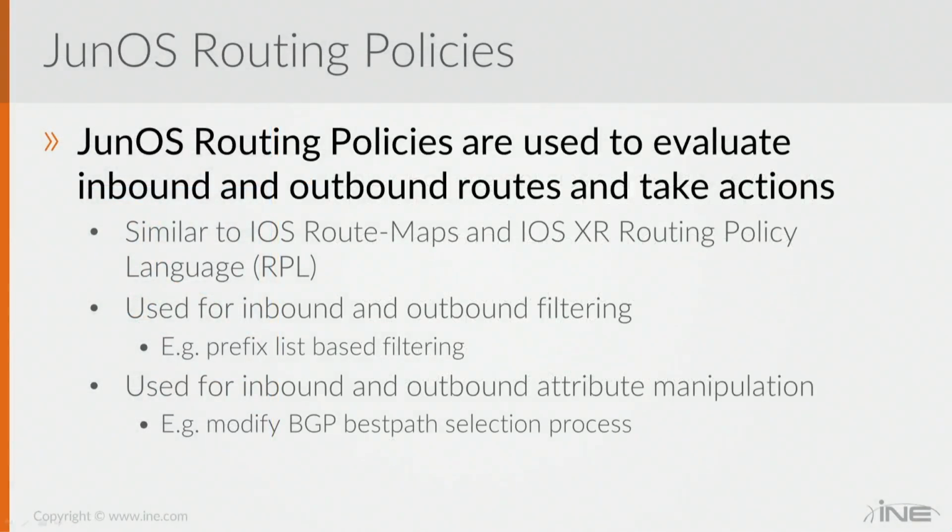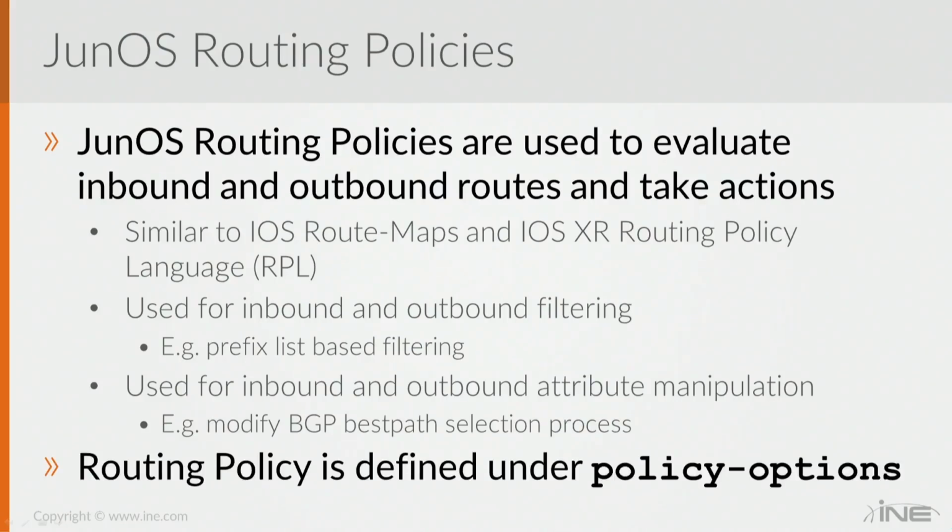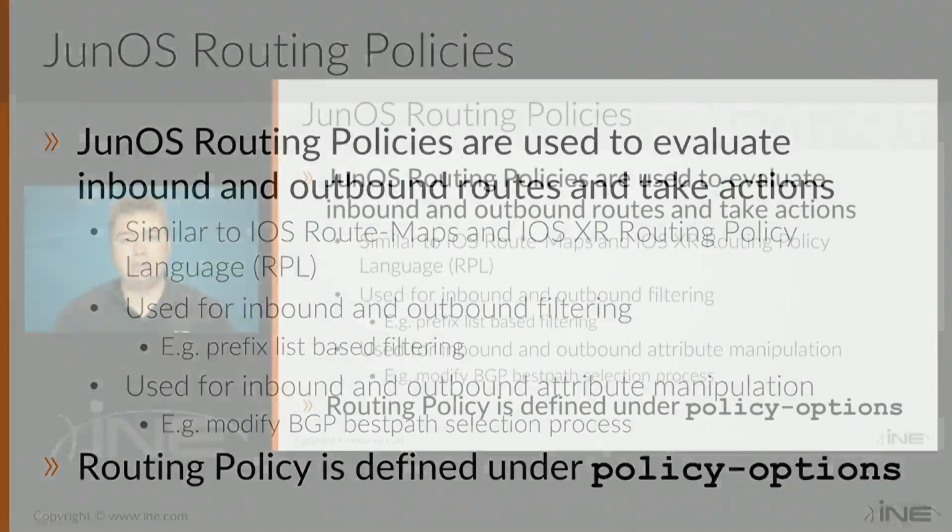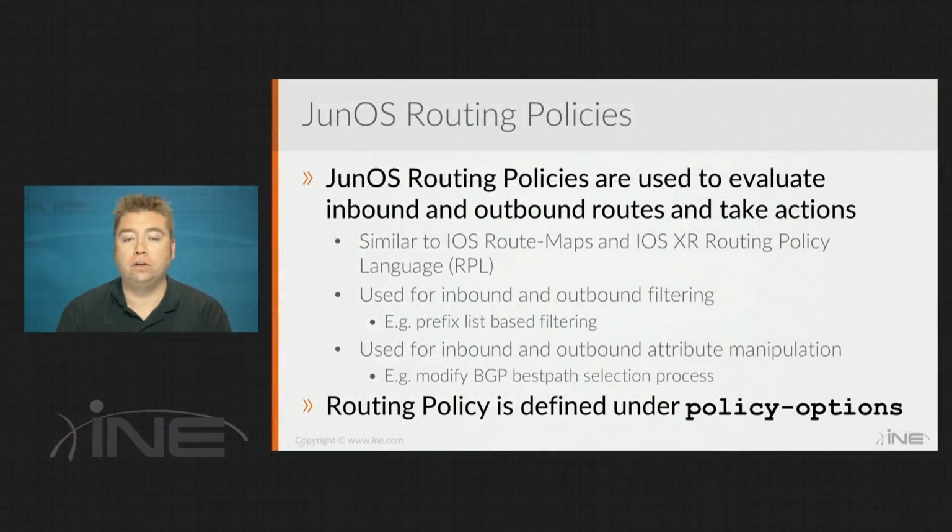So not only is it going to be used for filtering in terms of both inbound and outbound prefixes, it's also going to be used for attribute manipulation. So mainly we'll see that's going to be used for the BGP best path selection modification. Now, the routing policy specifically is going to be defined in configuration mode under policy options. And we'll see this is where we would configure any of our filters or like an AS path list that we're going to use as our criteria for creating the actual policy.